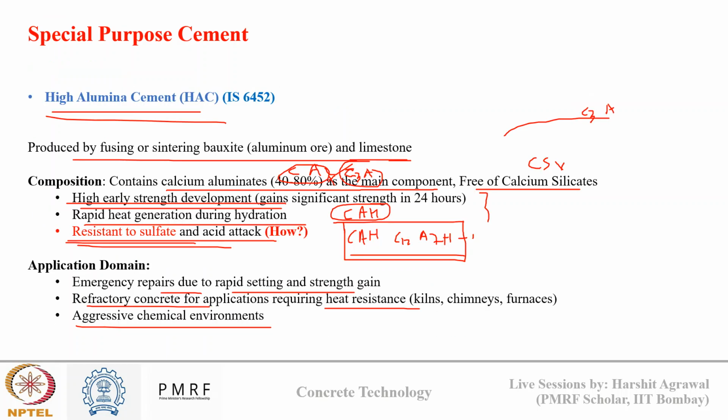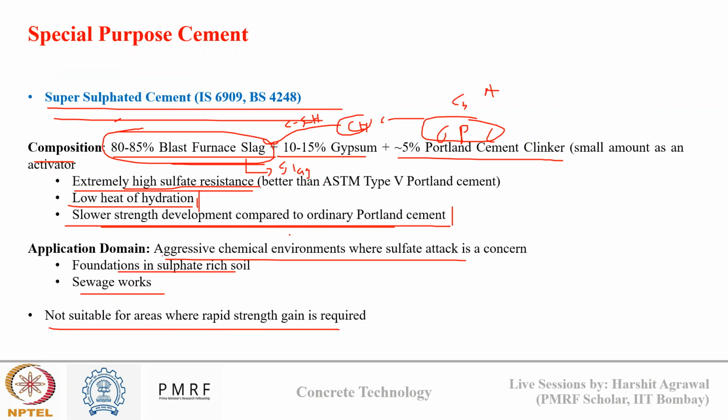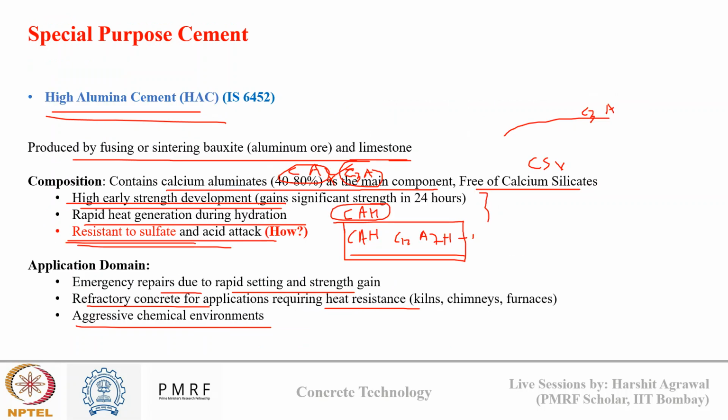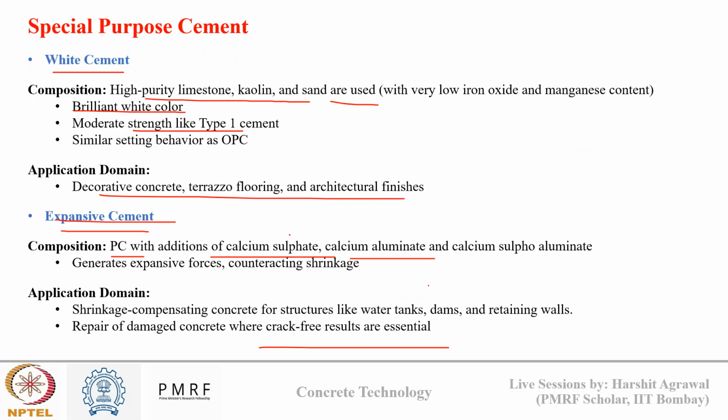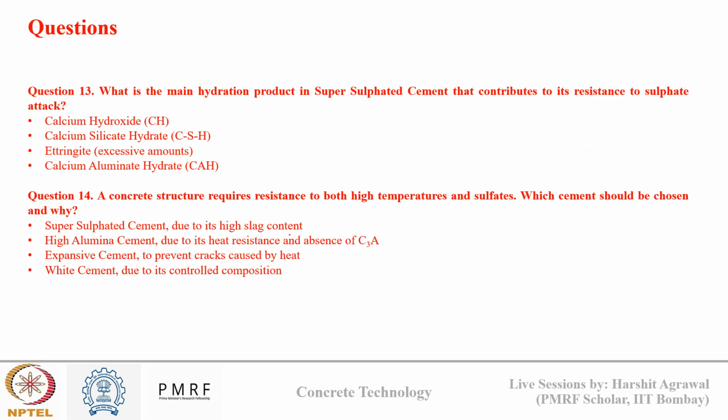So you can see, just by modifying the properties of cement, we can have cement for very special purpose applications, like super sulfated cement for sulfate rich condition, high alumina cement for high early strength properties, white cement for decorative purpose, expansive cement for crack filling. Okay, so these are some of the very common special purpose cement.